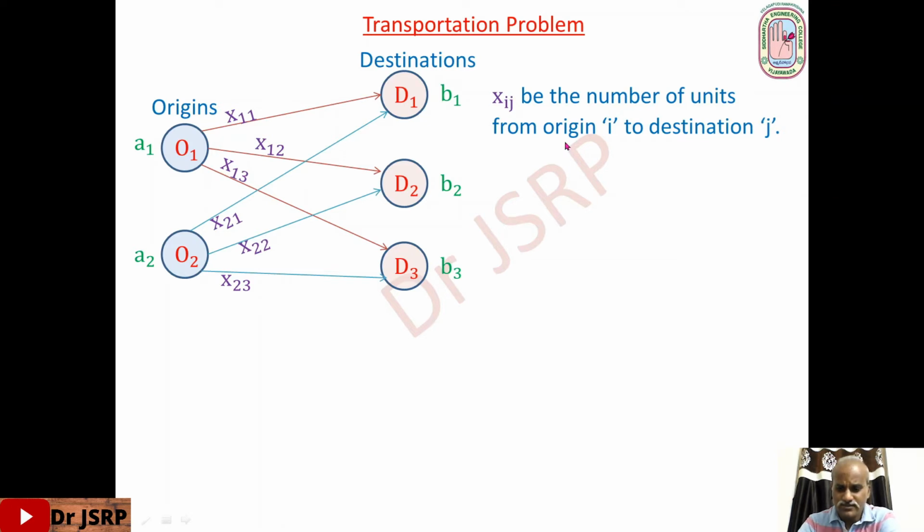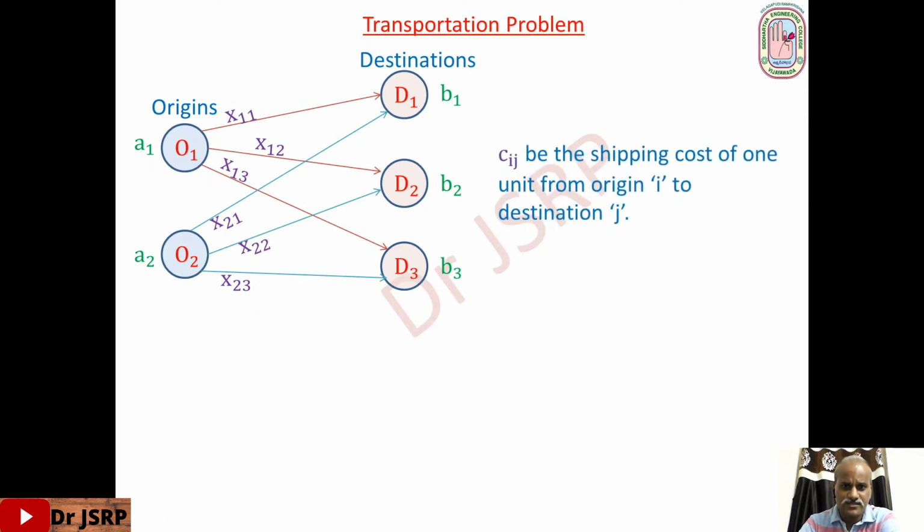And we will be given the transportation cost per 1 unit from different origins to different destinations. So let Cij be the shipping cost of 1 unit from origin i to destination j. Here also we have two suffixes: first suffix for origin, second suffix for destination. From first origin to first destination, the transportation cost per 1 unit is C11. First origin to second destination, C12. First origin to third destination, C13.